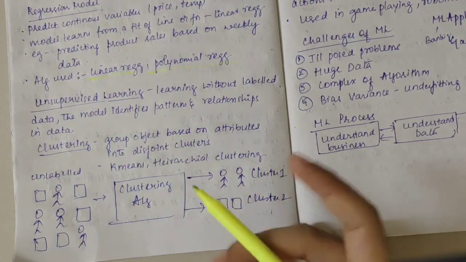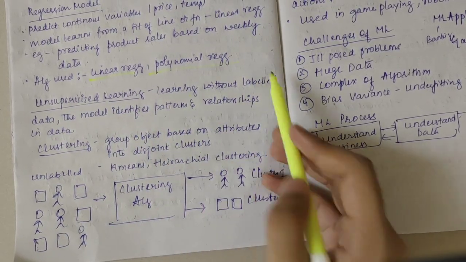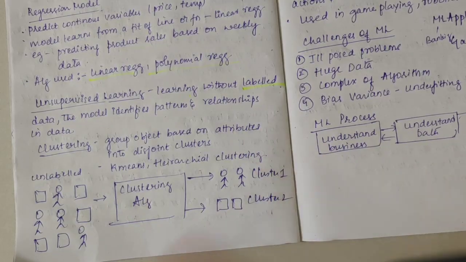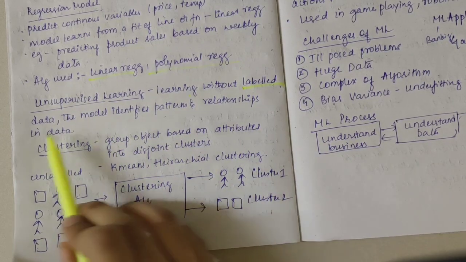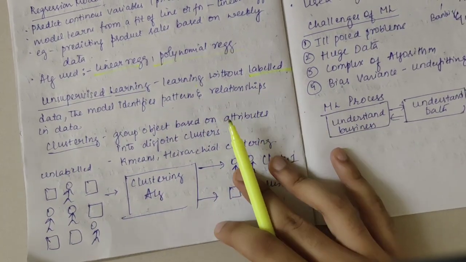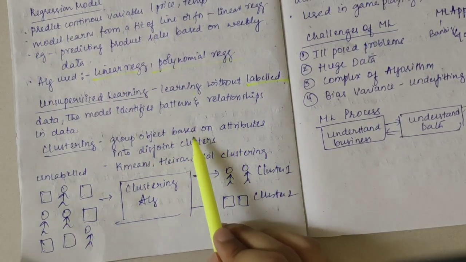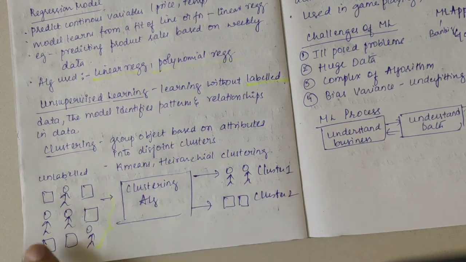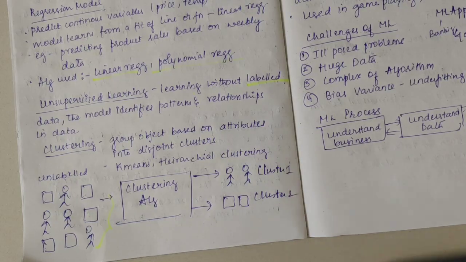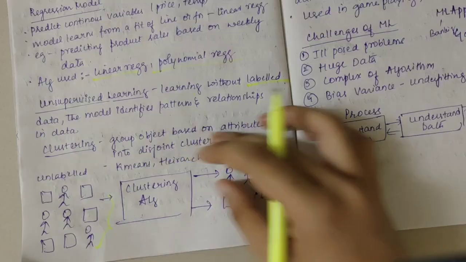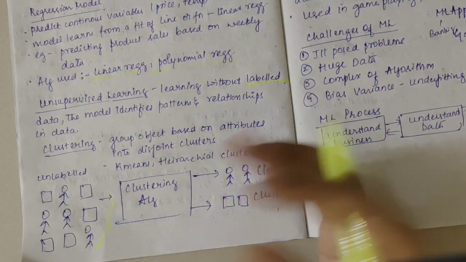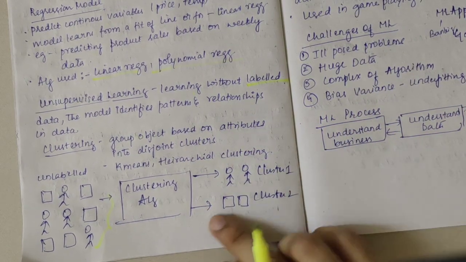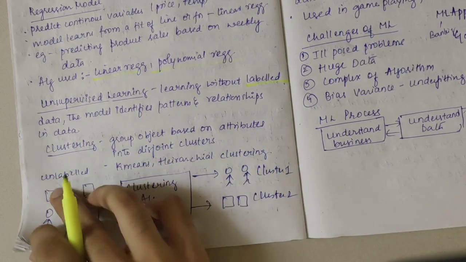Now looking into the unsupervised part. In unsupervised learning, it is learning without labeled data, that is, unlabeled data. The model identifies patterns and relationships in the data. Firstly, we have clustering. Clustering groups objects based on their attributes into disjoint clusters. So you took the unlabeled data which comprised boxes and humans, and through the clustering algorithms, it was classified, divided, or clustered into 2 parts. One has humans, where similarities match, and on this side we have a cluster where all the boxes are kept. So this was about clustering.